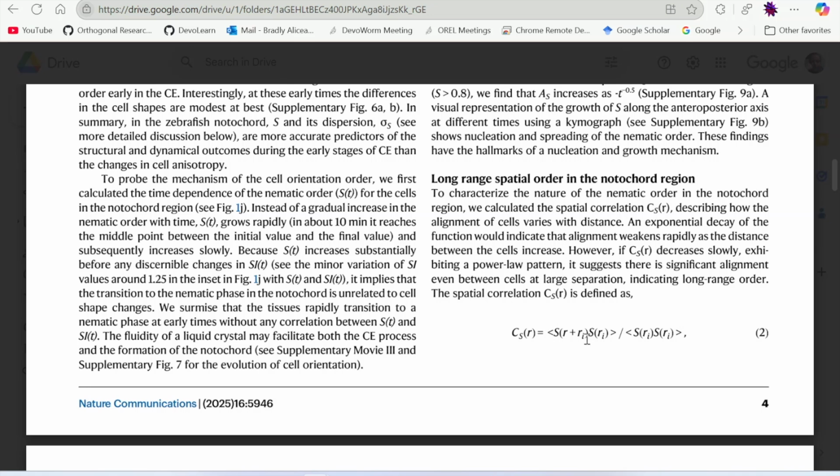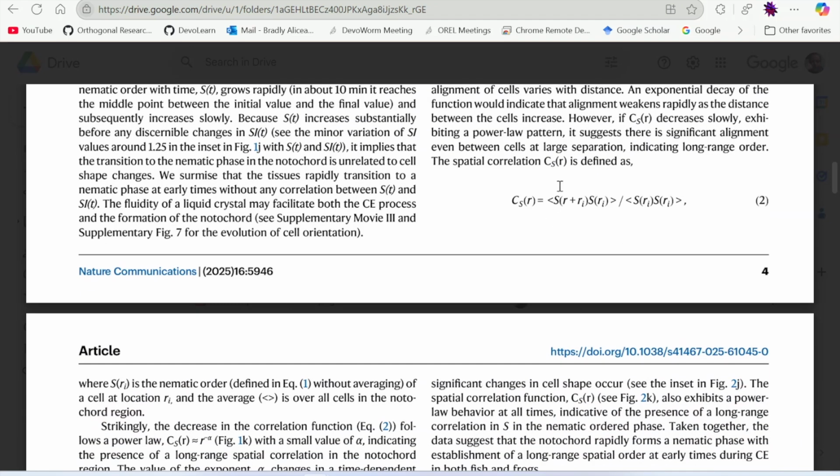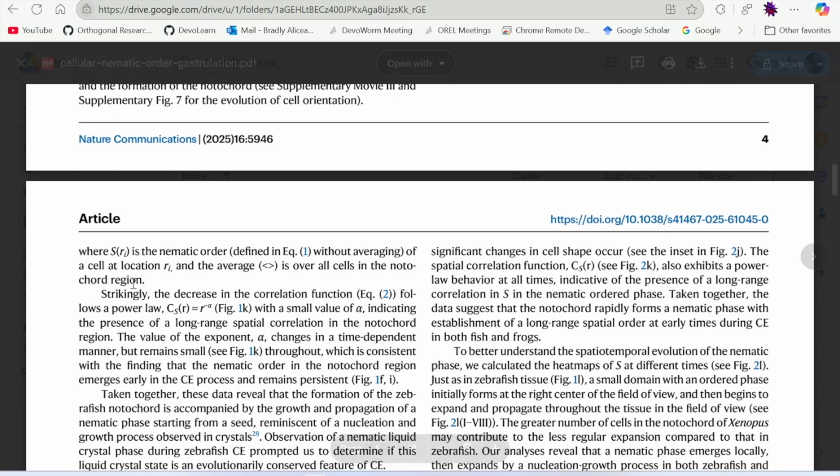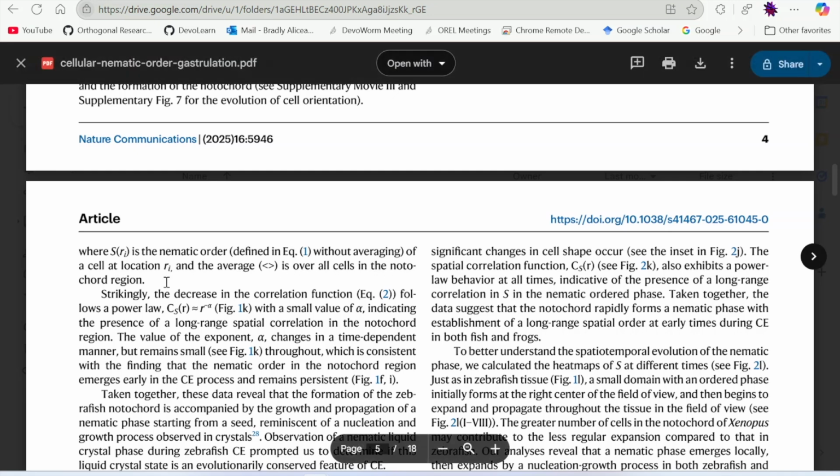So they did the spatial correlation, which is this parameter C sub S(R), this function, and this is how they define it, where S(R_i) is the nematic order of the cell at location R_i, and the average is over all cells in the notochord region. So they're looking at this global average.